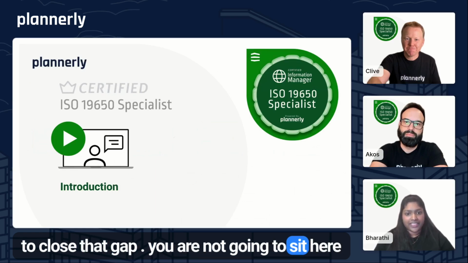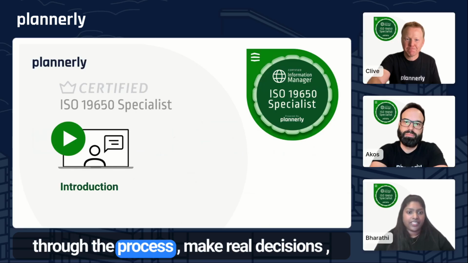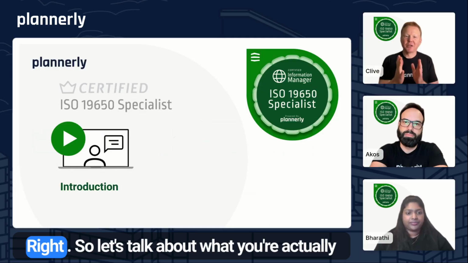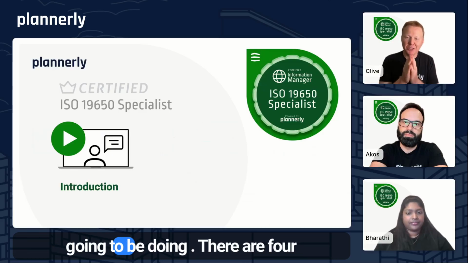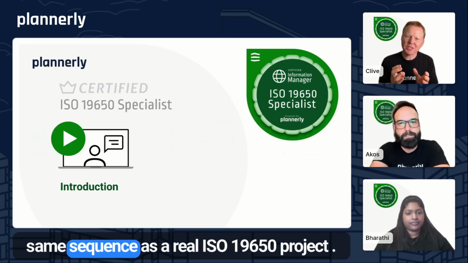You are not going to sit here and watch slides. You are going to actually go through the process, make real decisions, and produce real outputs as well. Right. So let's talk about what you're actually going to be doing. There are 4 assignments, and they follow exactly the same sequence as a real ISO 19650 project.